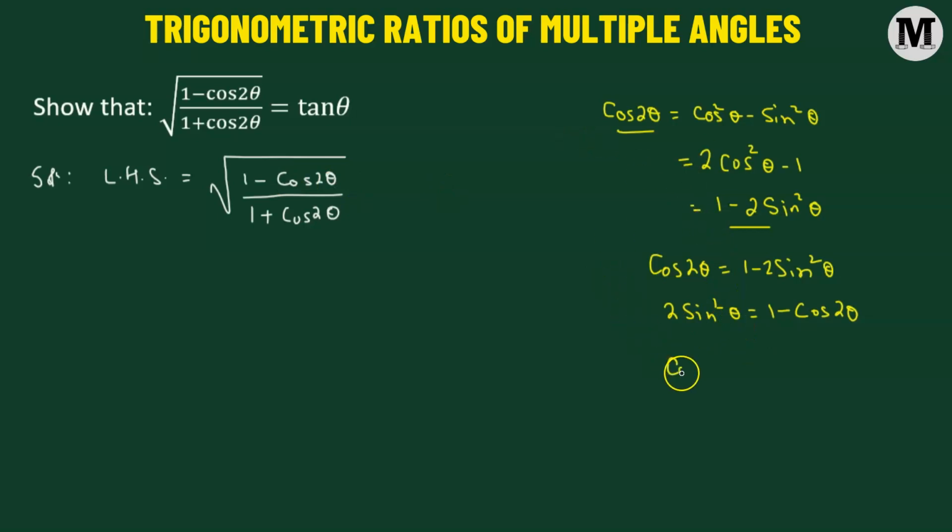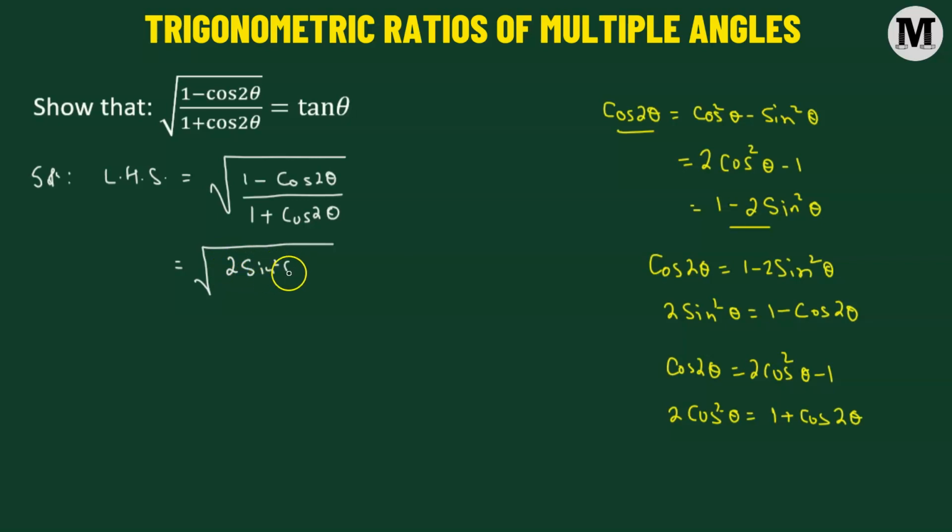Similarly, if we use cosine 2 theta equals 2 times cosine squared theta minus 1 and rewrite this, we're going to get 2 times cosine squared theta equals 1 plus cosine 2 theta. Okay, so let's replace this value. So we're going to get the square root of 2 times sine squared theta divided by 2 times cosine squared theta. We can factor out the 2.